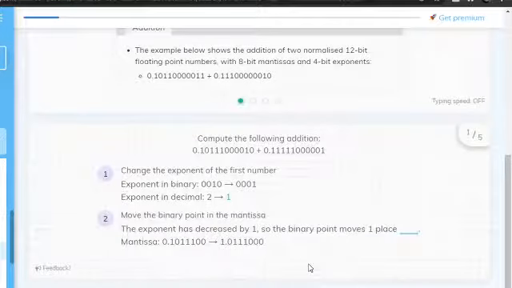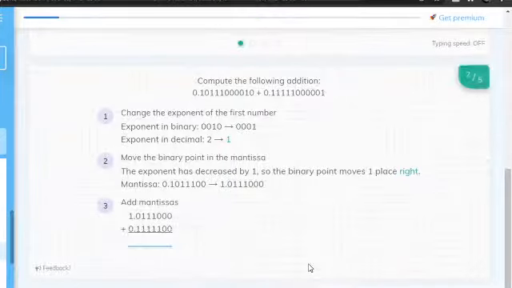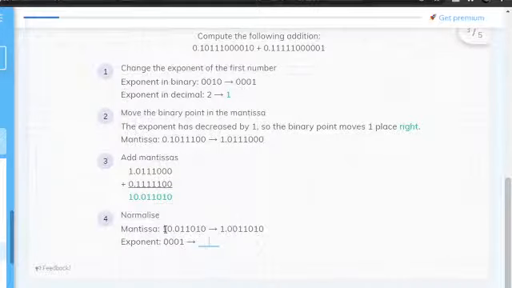So move the binary point in the mantissa. The exponent is decreased by 1, so the binary point has moved 1 place right. So now we add these. Carry the 1. Oh my god. 0.01. Yeah, that just took effort.